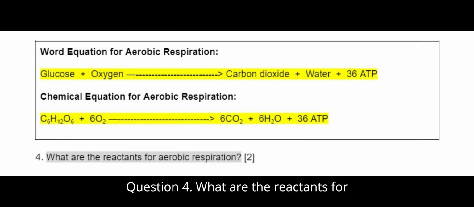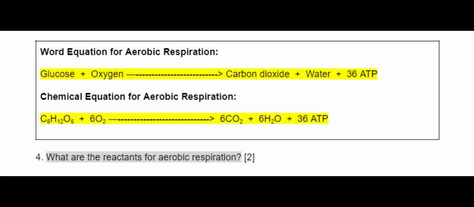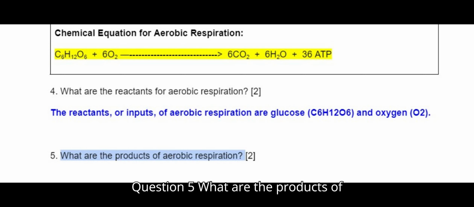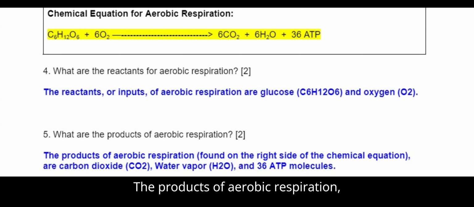Question 4. What are the reactants for aerobic respiration? The reactants, or inputs, of aerobic respiration are glucose, C6H12O6, and oxygen, O2. Question 5. What are the products of aerobic respiration? The products of aerobic respiration, found on the right side of the chemical equation, are carbon dioxide, CO2, water vapor, H2O, and 36 ATP molecules.